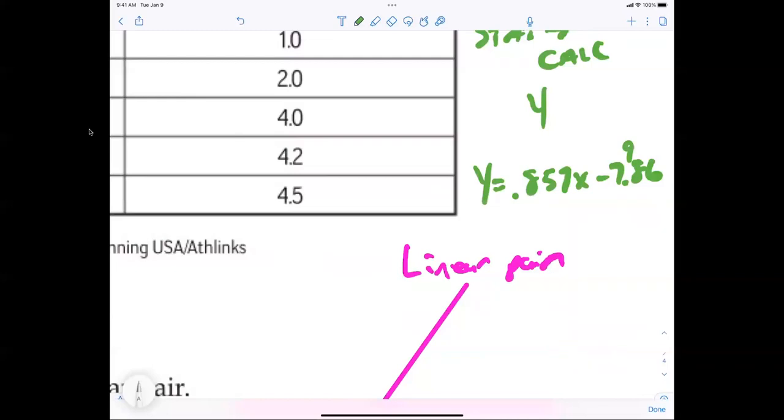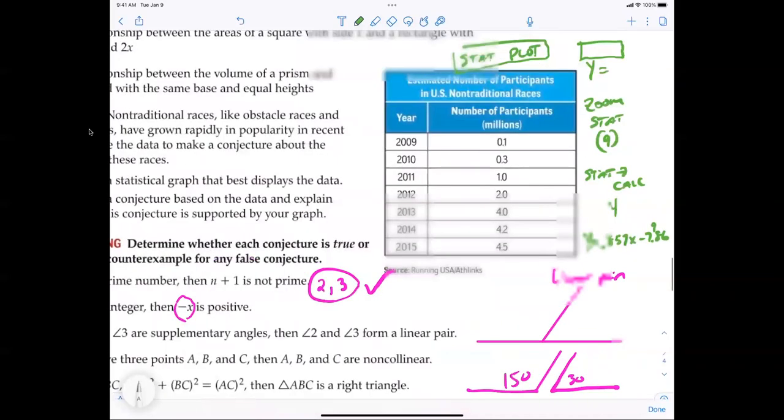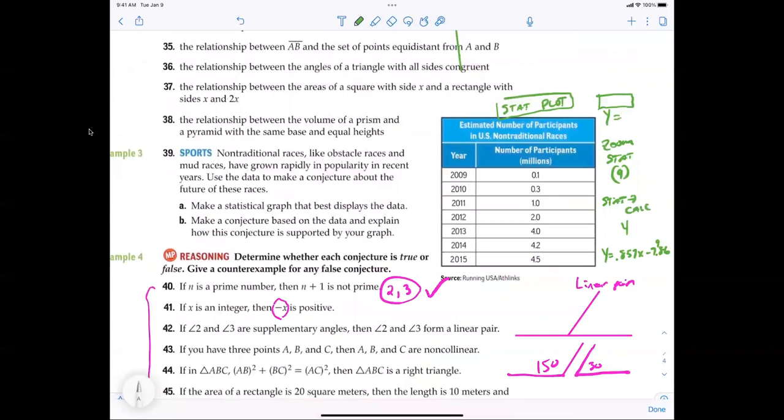Now that we have all that, there usually is a question about a certain date or something. Make a statistical graph, make a conjecture based on the data and explain how you... well, I don't even care about all that. I just wanted practice. All right, is everybody good with that?